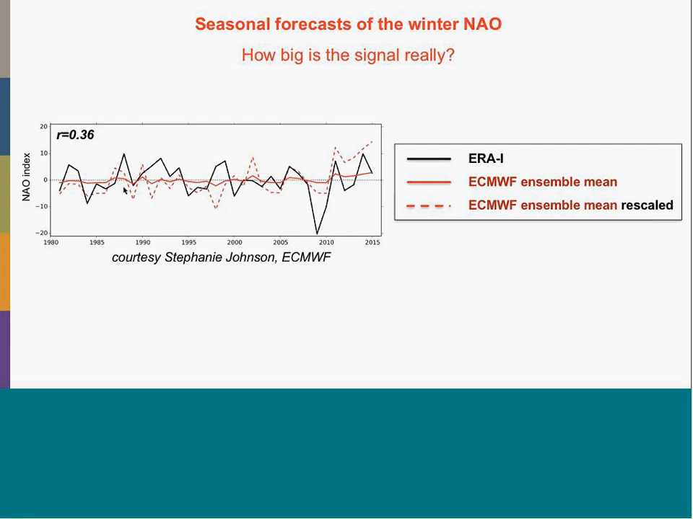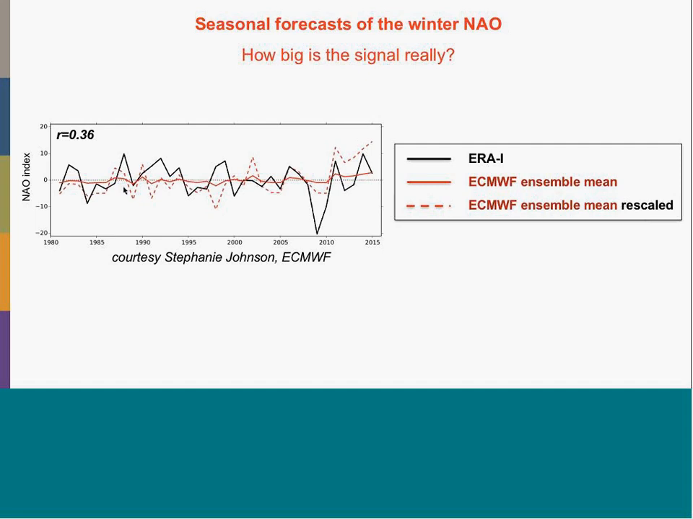And what's often done, as in the plot from the Scaife paper from 2014, is that these ensemble mean anomalies are then rescaled to make the signal look bigger, but it's only a visual effect. The signal is very small. It's very much close to zero, basically.